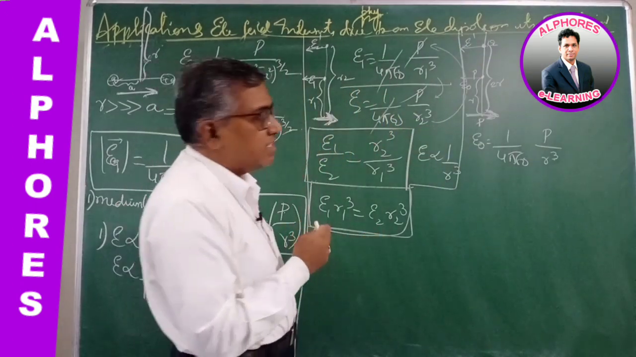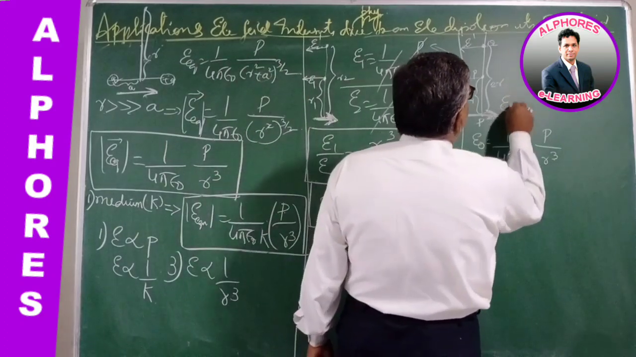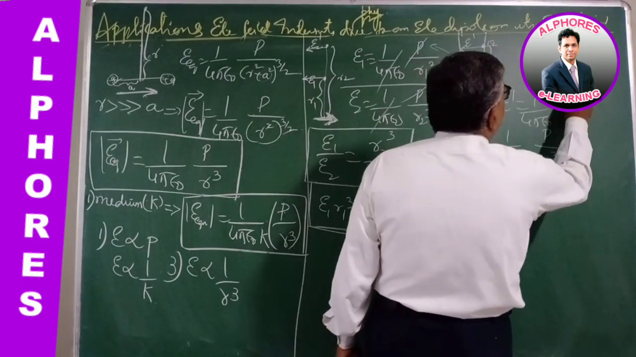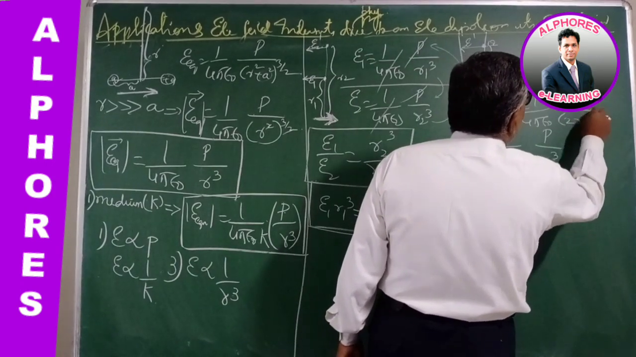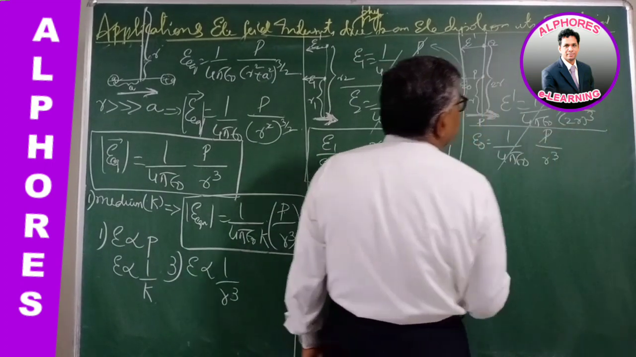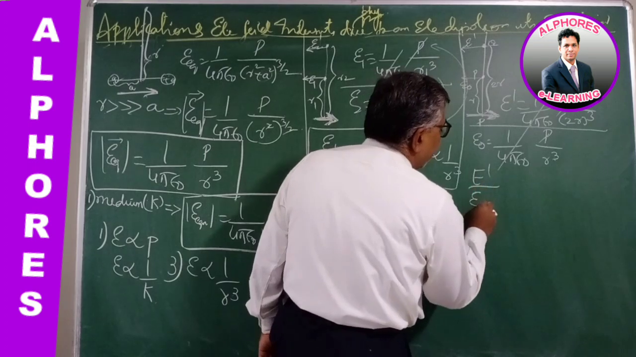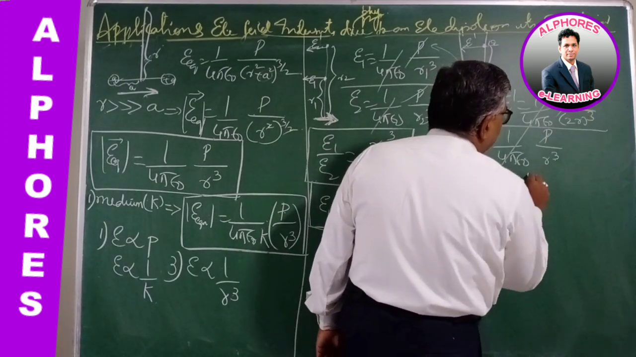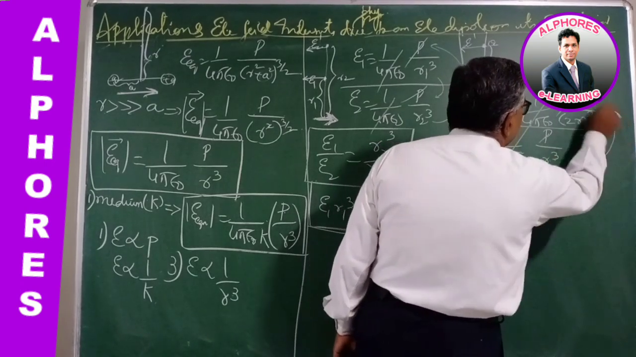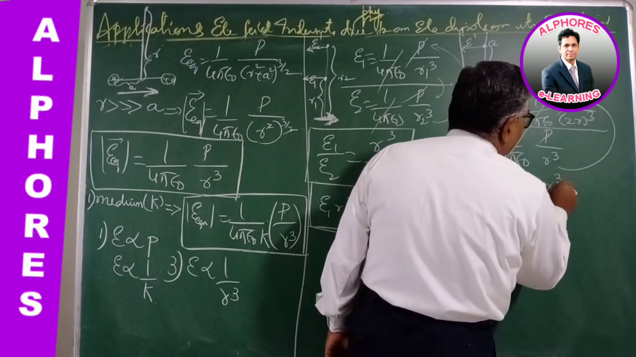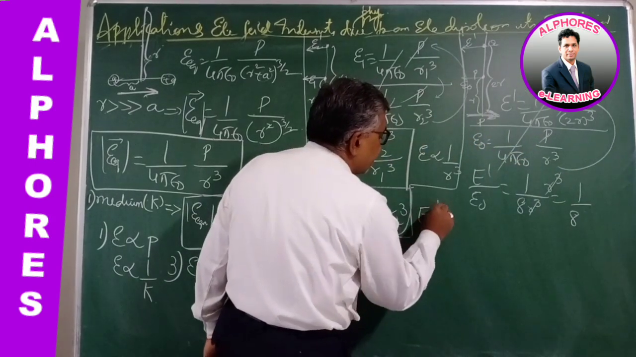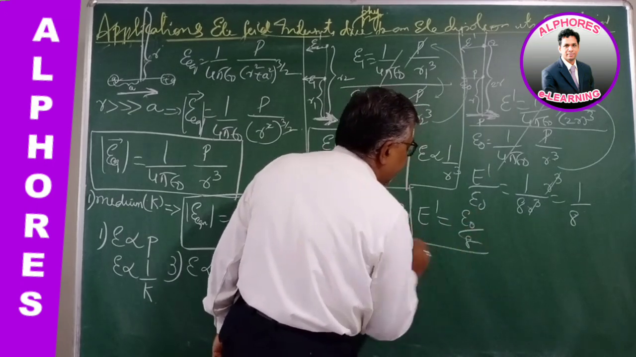At a distance twice the earlier distance, E dash is 1 by 4 pi epsilon naught, same dipole P, but the distance is (2r) whole cube. Dividing both, this cancels and even this cancels. E dash by E naught is 1 by 2r cube, 8r cube by 1 by this. This will go up, so into r cube. R cube cancels, it's 1 by 8. So E dash is E naught by 8.